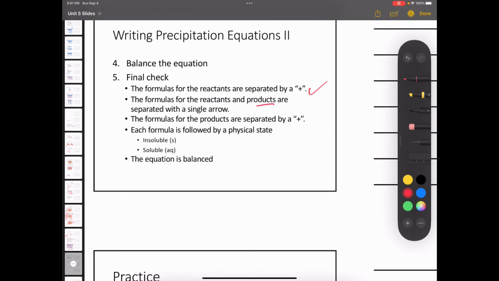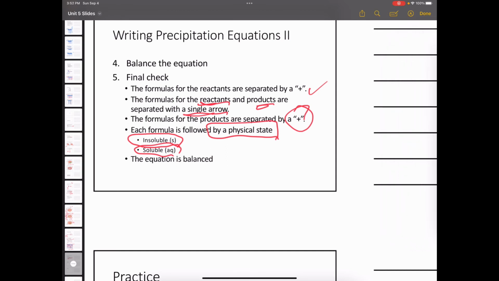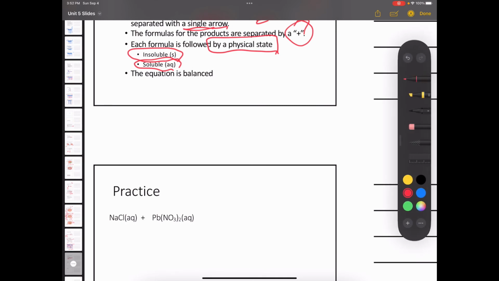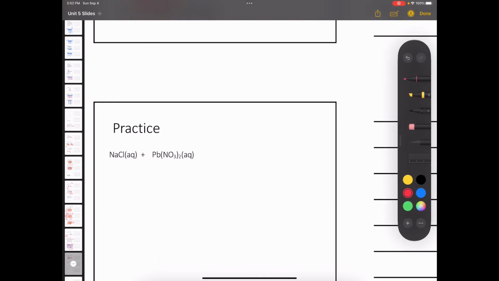You have to make sure that your products and reactants are separated with a single arrow pointed from left to right, from the reactants to the products. And then you'll have to make sure that the formulas of the products are also separated by a plus sign. Most importantly, you'll have to add the physical state for all the compounds, for all the molecules you have in this chemical equation. If it is something insoluble, you will add an S, which means it's a solid material, or if soluble, then you'll have to write AQ, which means aqueous. At that point you'll have to make sure the equation is balanced, and that should be the end of the story.